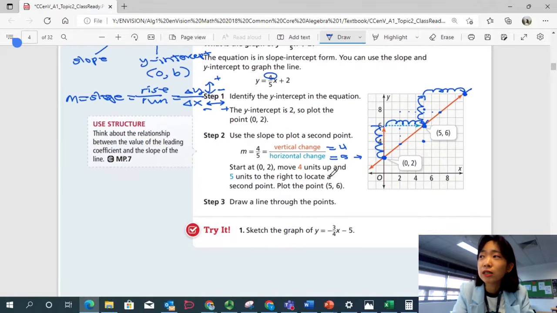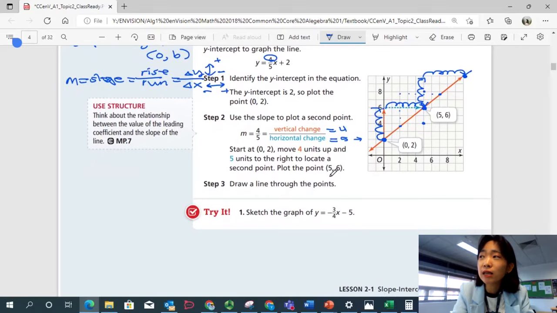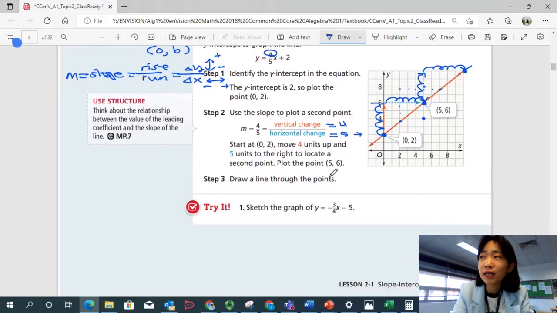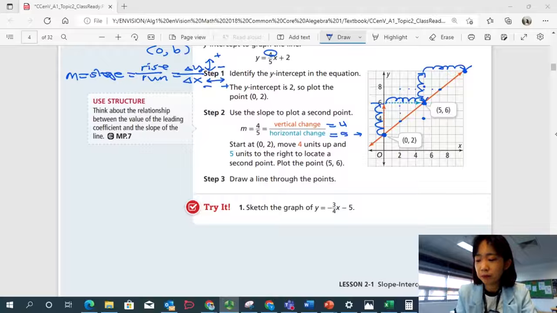So now it's your turn. Sketch the graph of y equals negative 3 over 4x minus 5. See if you can graph it by yourself. If you have a graphing paper, you can graph it on the graphing paper, that would be great. Okay, are you ready?